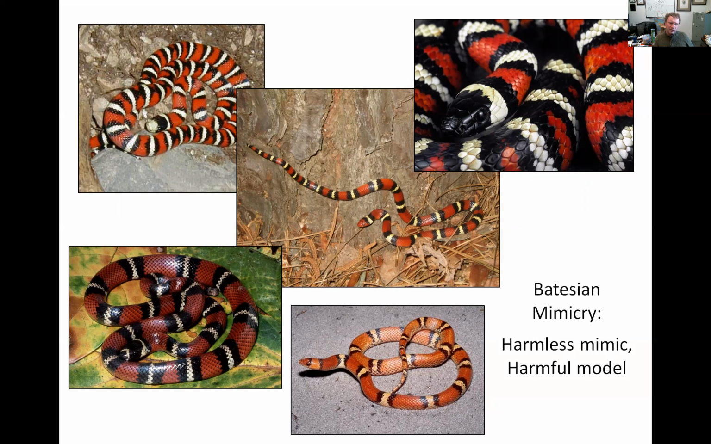So Batesian mimicry is when the mimic itself is harmless, but it is mimicking a harmful model. These species that are all shown right here are snakes that you as a human would have no problem picking up. If these guys were to bite you, it would not be a big deal. All of these guys are cheaters. They have evolved the coloration of a coral snake, even though they are not venomous themselves. So these are all Batesian mimics of coral snakes.